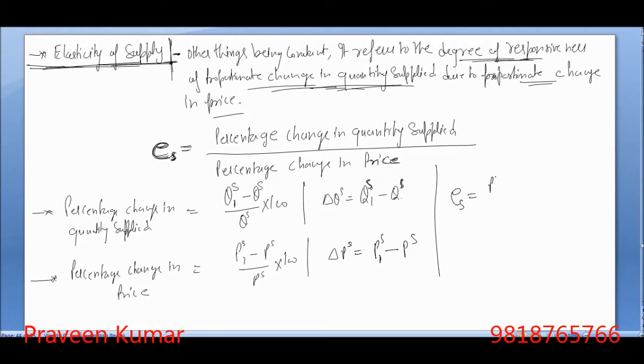Elasticity of supply comes out to be P^S upon Q^S into delta Q^S upon delta P^S. However, if we remove this superscript, then in that case the elasticity of supply is simply P upon Q into delta Q upon delta P. What we have to keep in mind is only that we have been dealing with the elasticity of supply, not the demand. However, the formula seems to be the same because we are measuring the same thing, that is elasticity. Hence the formula is the same.